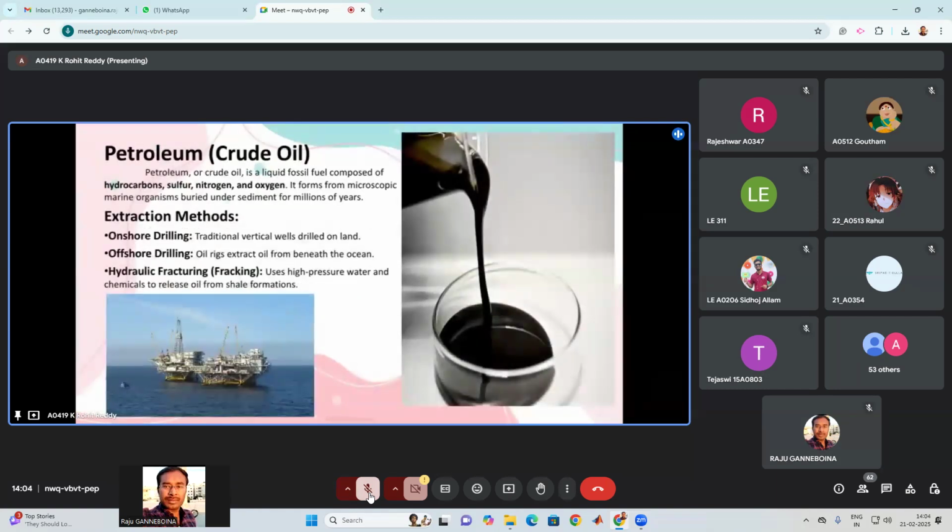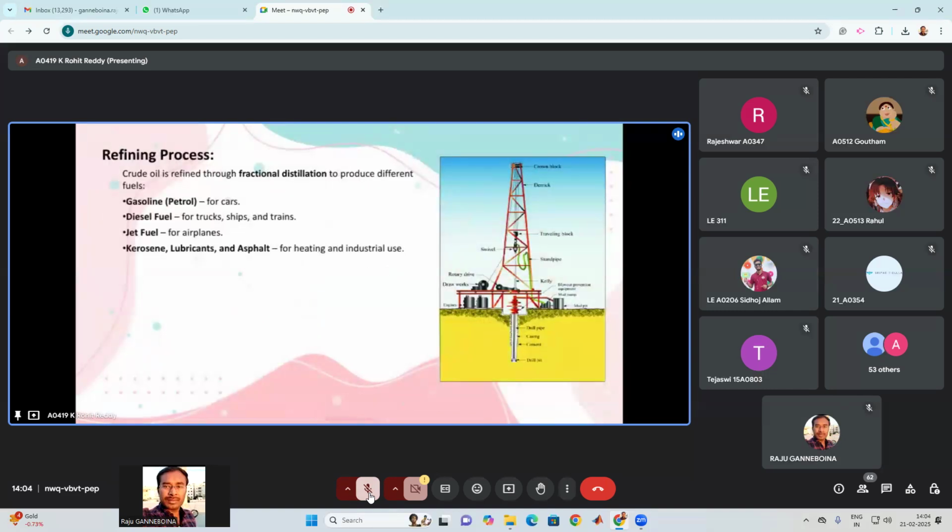The second one is petroleum, that is crude oil. Petroleum or crude oil is a liquid fossil fuel composed of hydrocarbon, sulfur, nitrogen, and oxygen. It forms from microscopic marine organisms buried under sediment for millions of years. Extraction methods are onshore drilling. This one is the onshore drilling, as you can see.